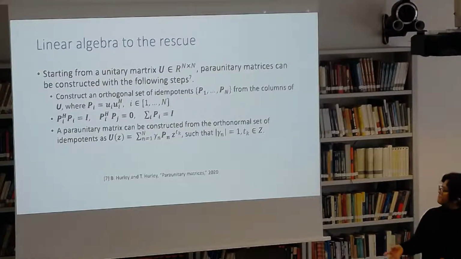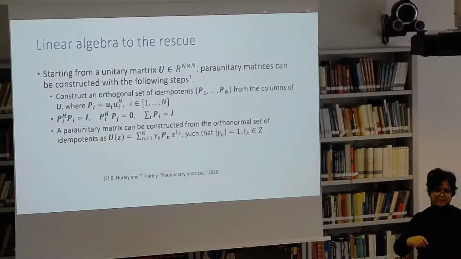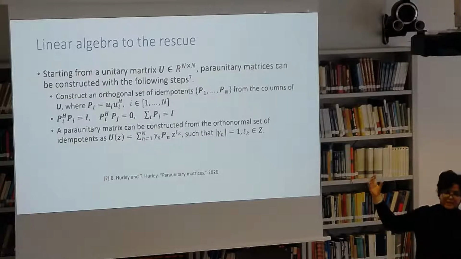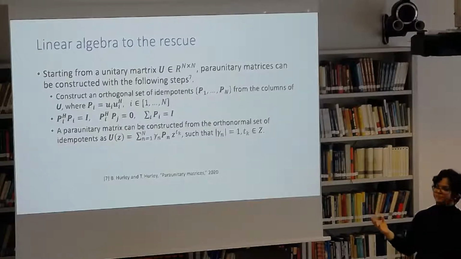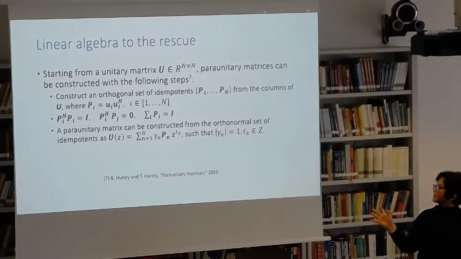So this is a little bit of math that's not too hard to understand. This is a nice theorem which tells you that starting from any unitary matrix, you can actually construct a para-unitary matrix. So let's say you have a unitary matrix U, and the columns of that matrix are linearly independent. Now, if you were to take the outer product of each of those columns, you would have what they call an orthogonal set of idempotent matrices, so P1 to Pn.